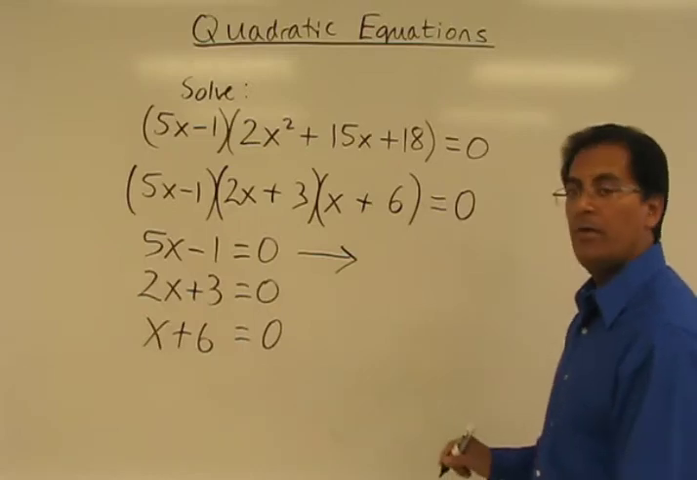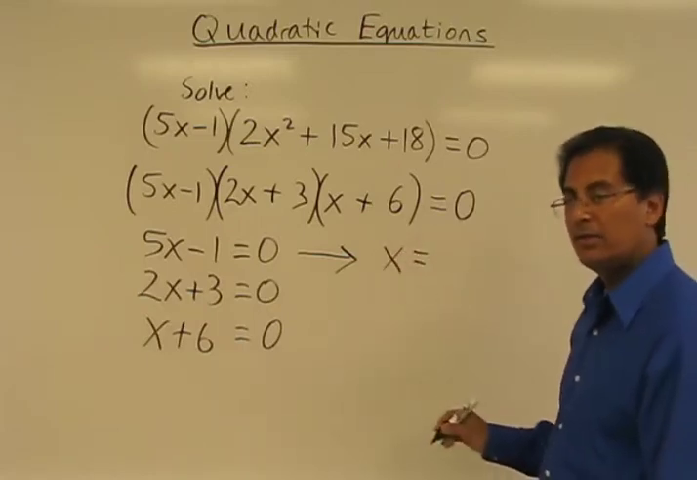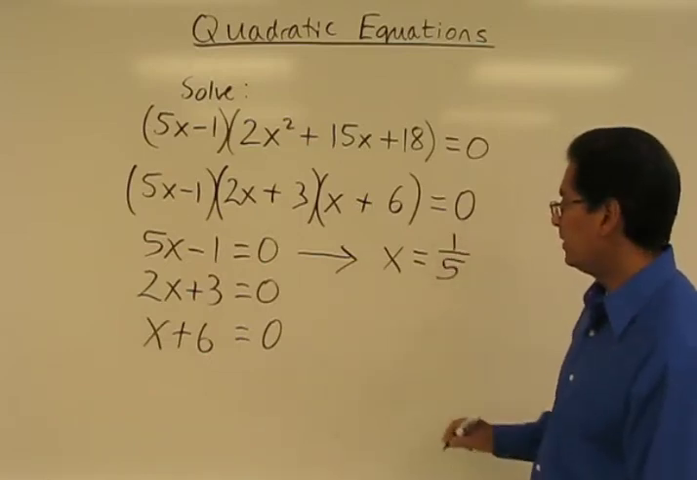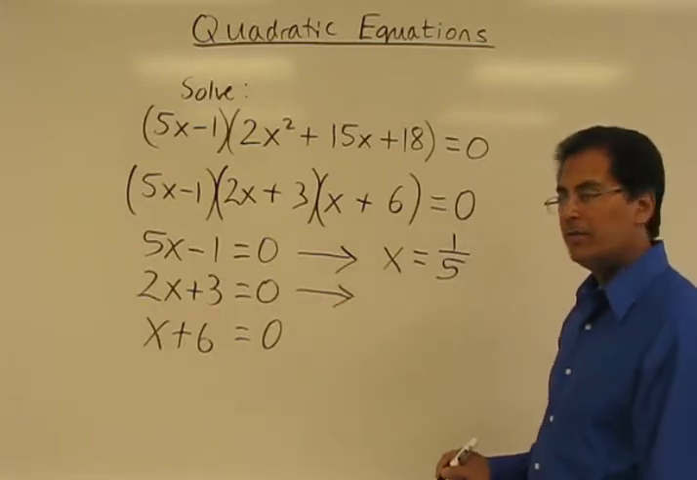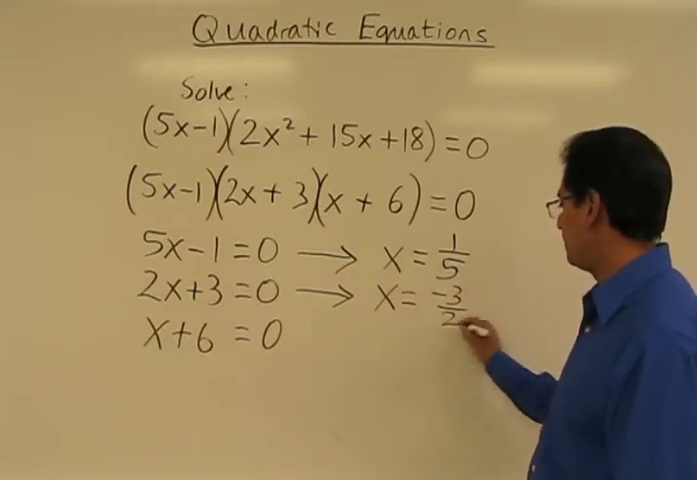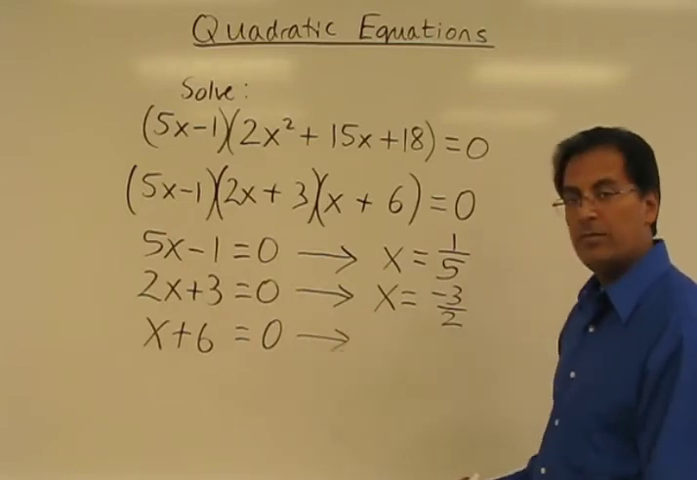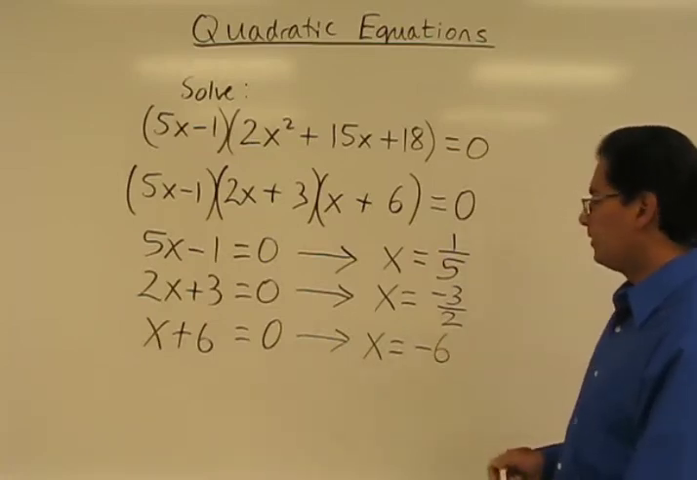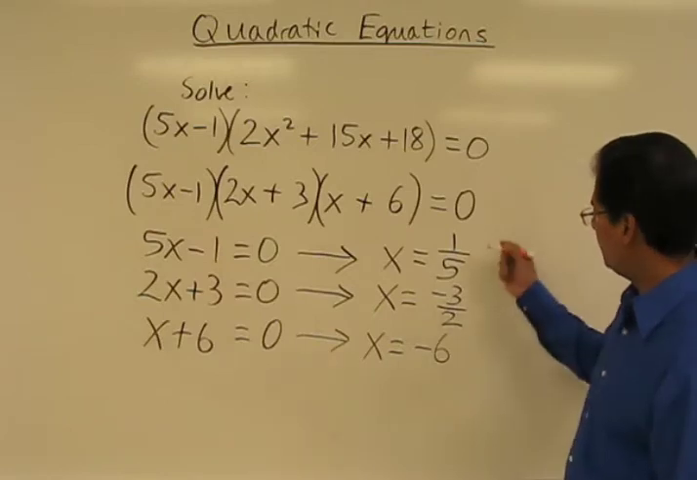If we solve the top one for x, we add 1 to both sides, divide by 5, so x equals 1/5. That's one solution. The second equation, if we subtract 3 from both sides and then divide by 2, we get x equals negative 3/2. And the third solution is if we subtract 6 from both sides, we get x equals negative 6. So we have 3 solutions: 1/5, negative 3/2, and negative 6.